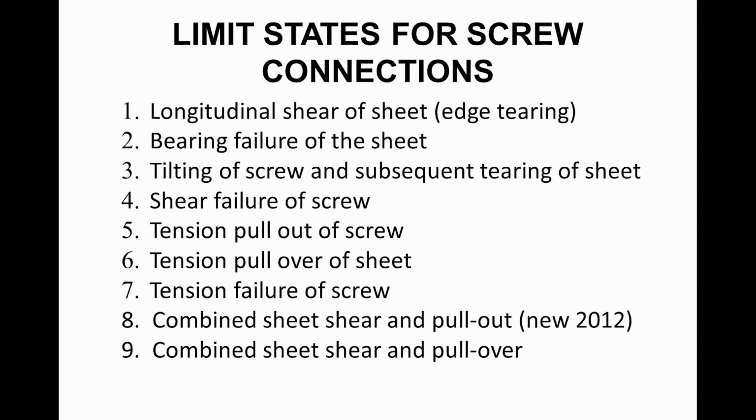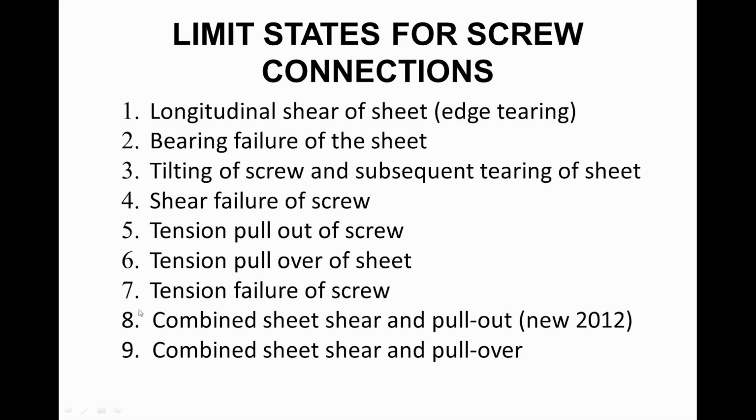So E4 gives me design equations for all 9 of these limit states. And again, for non-engineers, when I say limit state, I mean how this connection or connector can fail. For example, that screw can fail in a shear mode, it can fail in a tension mode, or the sheet can pull over the screw, or the screw can pull out of the base material. So all of these various limit states are addressed by equations that estimate the behavior or the strength in S100.